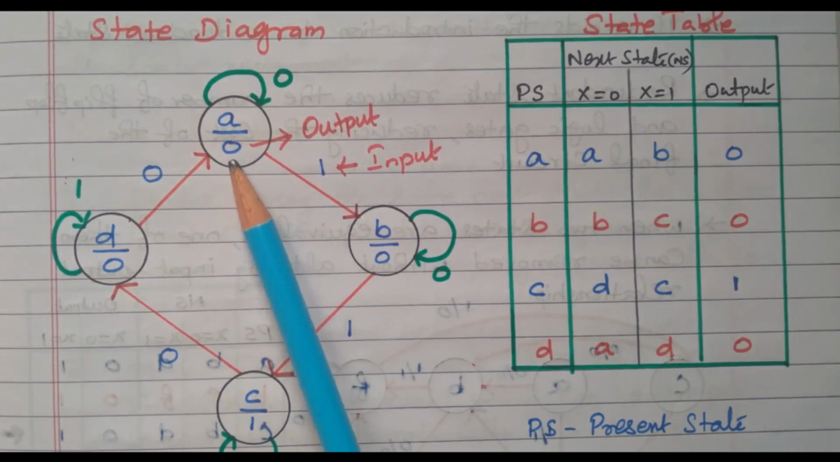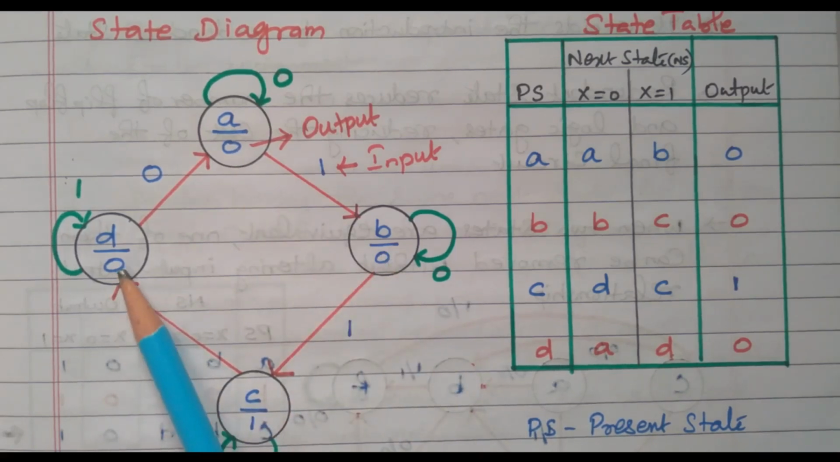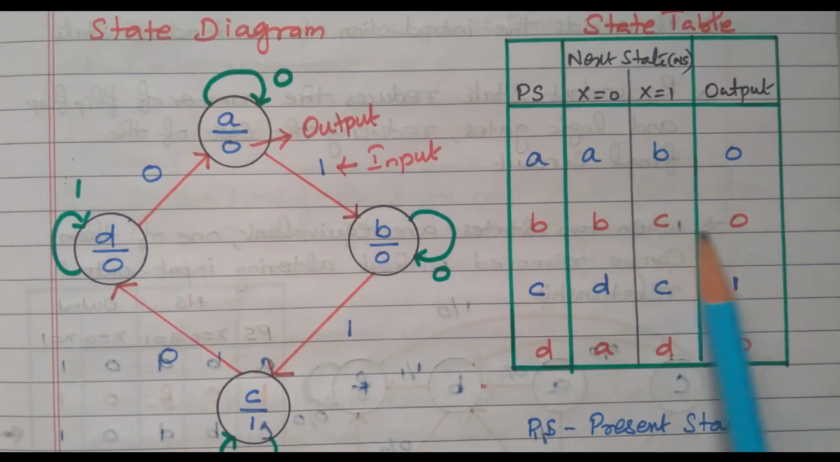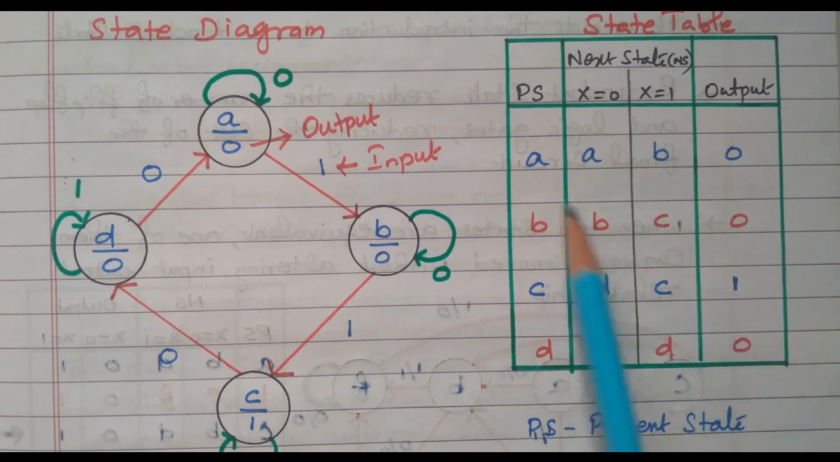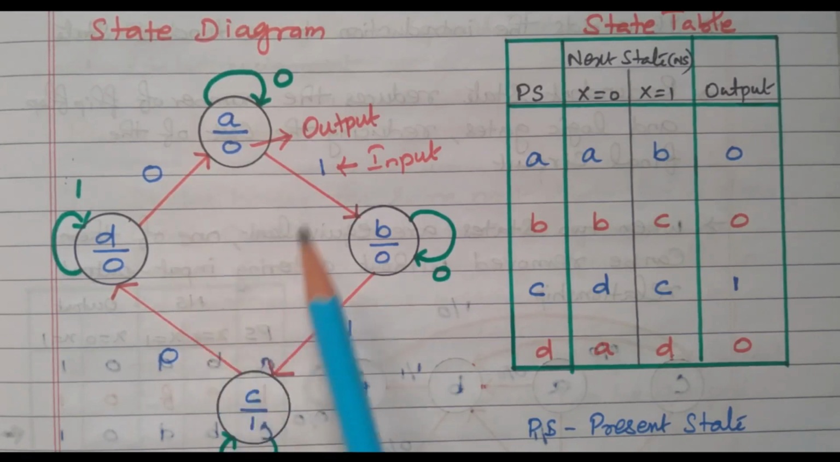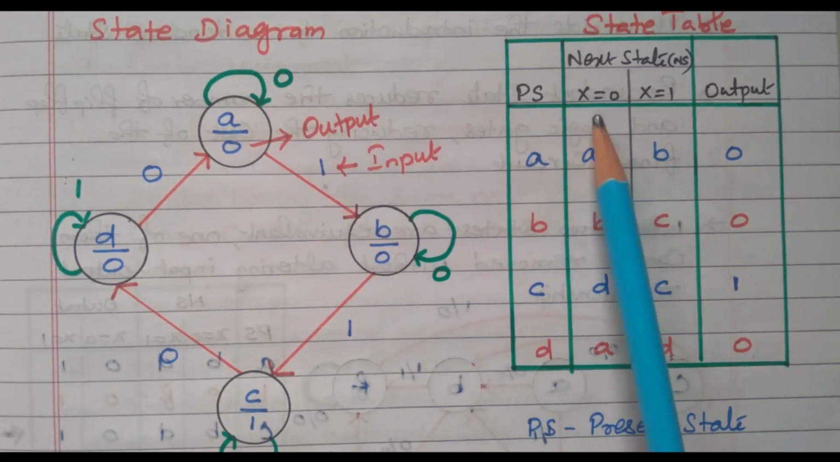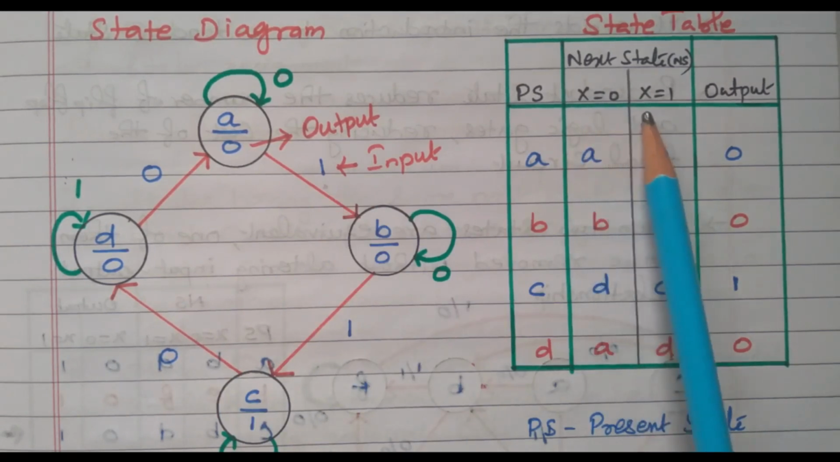Whatever may be the input, there is only one output: 0 for A, B also 0, C is 1 and D is 0. That is indicated by the state table also. This is the present state and output. Inside the circle we have one binary number, which is the output. This is the input, which has 2 types: X equal to 0 or 1.